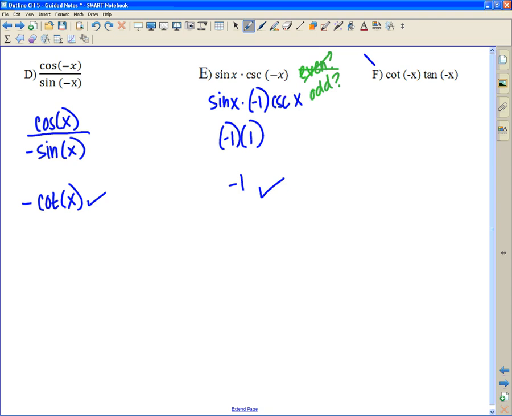Oh, look, it already came up. Cotangent times tangent. Now you just need to know if they are even or odd. Both are odd. Negative cotangent of x times negative tangent of x. Negative times a negative is a positive, so it would end up being cotangent times tangent, which equals 1. Sometimes your directions on your homework will say simplify to 1 or -1, and that is what might come up.